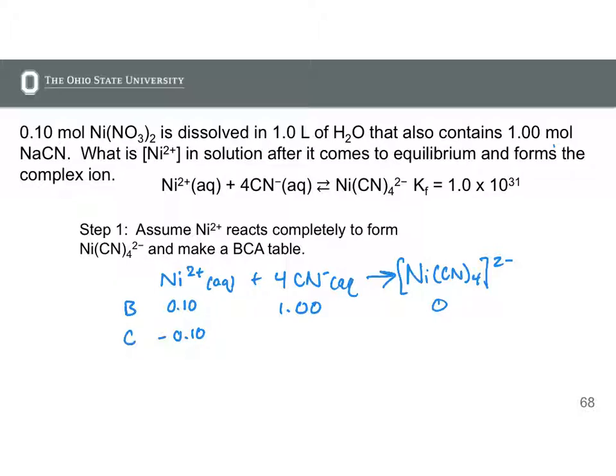If we are going to react 0.1 moles of the nickel, how many moles of the CN minus are going to react? 0.4. Good. Okay, so it's 4 times 0.1. For every 1 nickel, there's going to be 4 CN minus, and we're going to form 0.1 of the complex. So after, we'll have 0 moles of the nickel, 0.6 moles of the CN minus, and 0.1 moles of the complex ion.